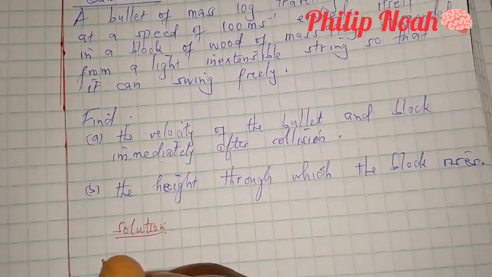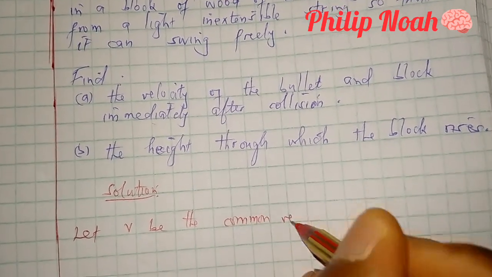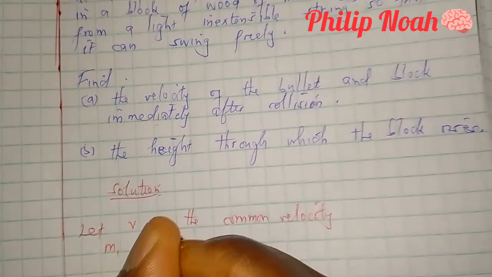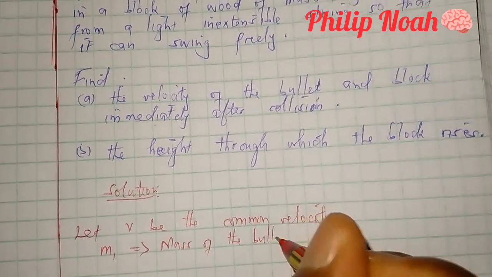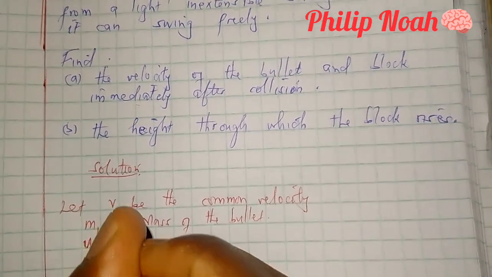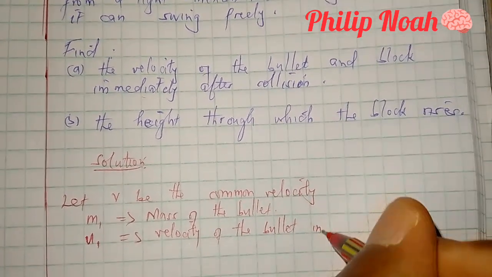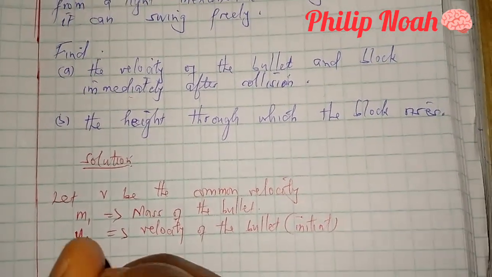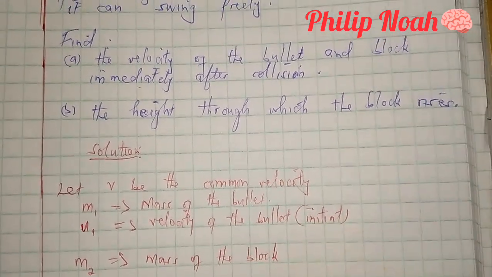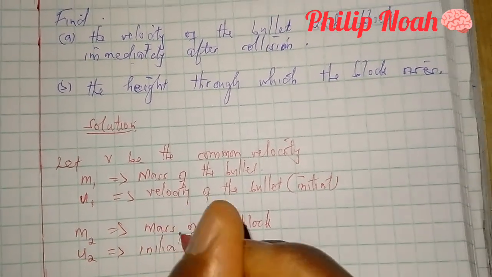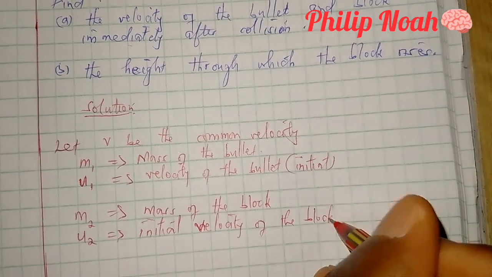Let v be the common velocity, m1 be the mass of the bullet, u1 be the initial velocity of the bullet, then m2 be the mass of the block, and u2 be the initial velocity of the block.